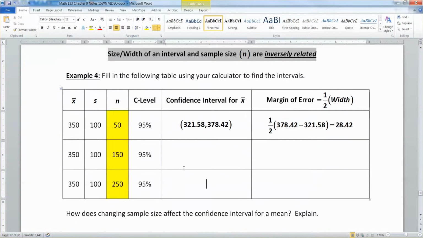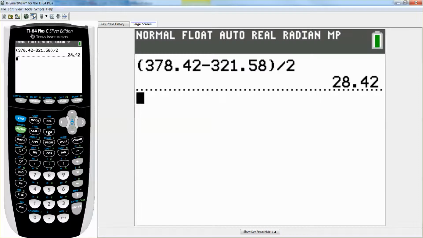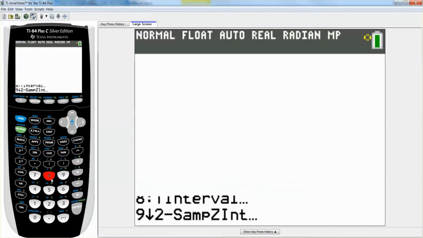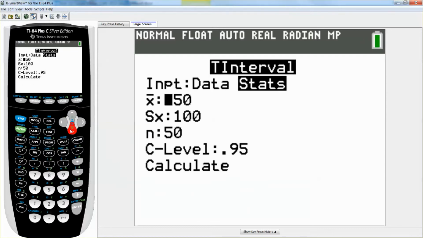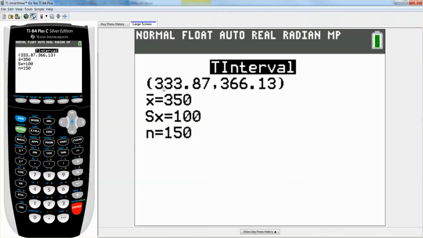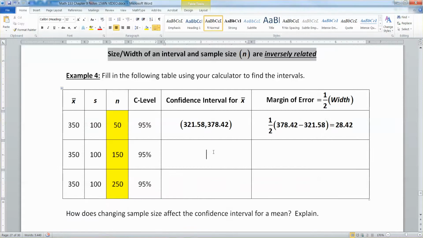All right, now we're going to do it again and again, but changing our n. So let's change our n to 150. So stat, tests, number 8 this time, remembering 8 is a t interval, and we're going to change the sample size from 50 to 150. Go down to calculate and press enter. All right, and 333.87, 366.13. Lovely.